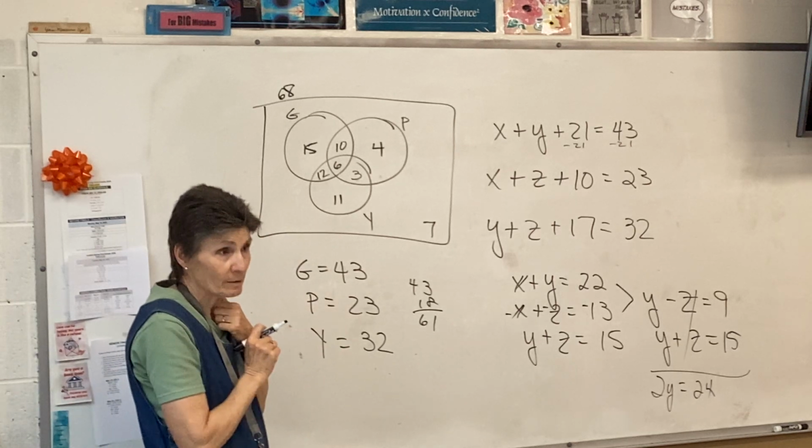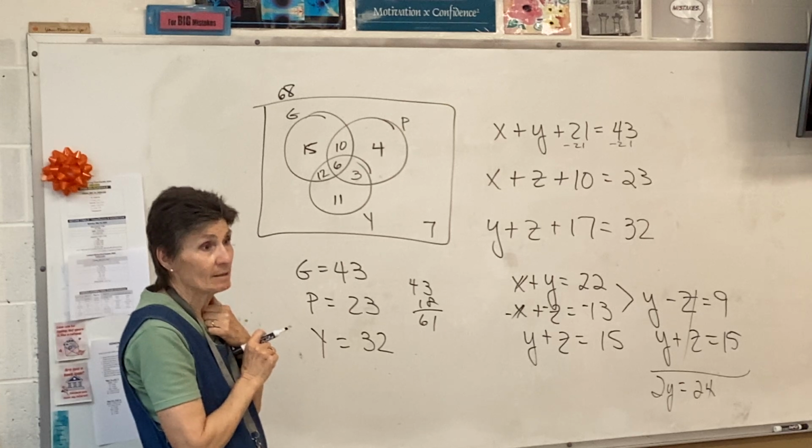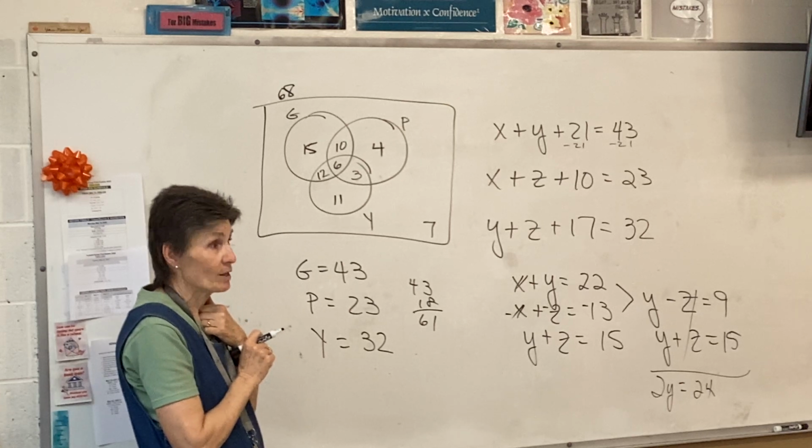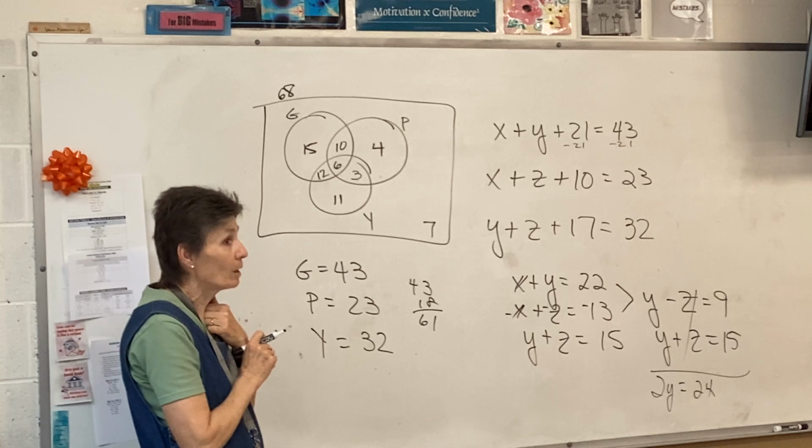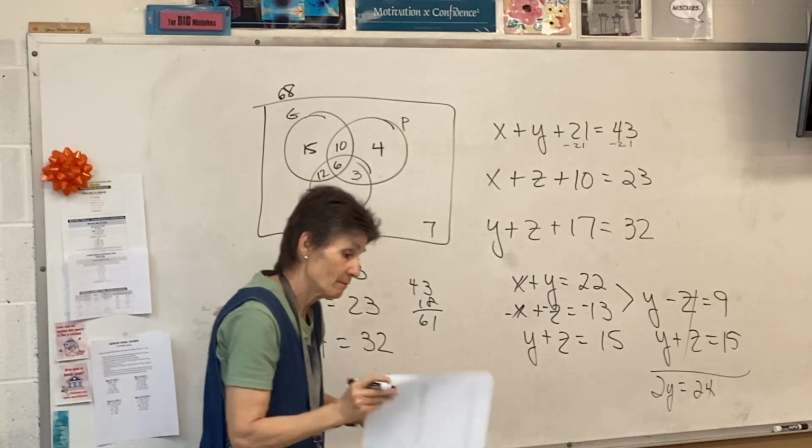But what was the question? What's the probability that you'll get a kid who likes one of those colors? 61 out of 68.